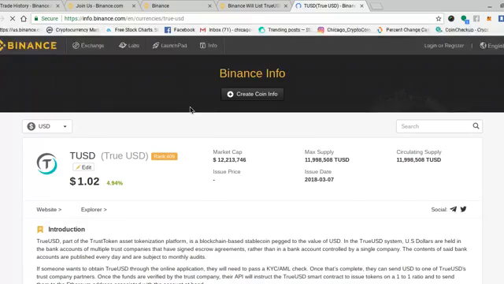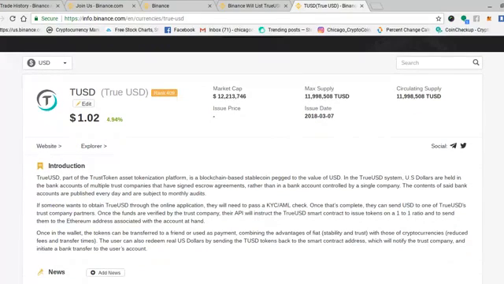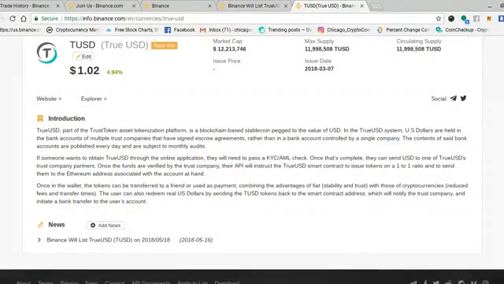Let's see. TrueUSD right now up 4.94%. It has a market cap of $12 million, max supply of 11 million TUSD, circulating supply of 11 million, and the issuance date was March 7th. It goes on to say the introduction. TrueUSD, part of the Trust Token Asset Tokenization Platform, is a blockchain-based stablecoin pegged to the value of USD.